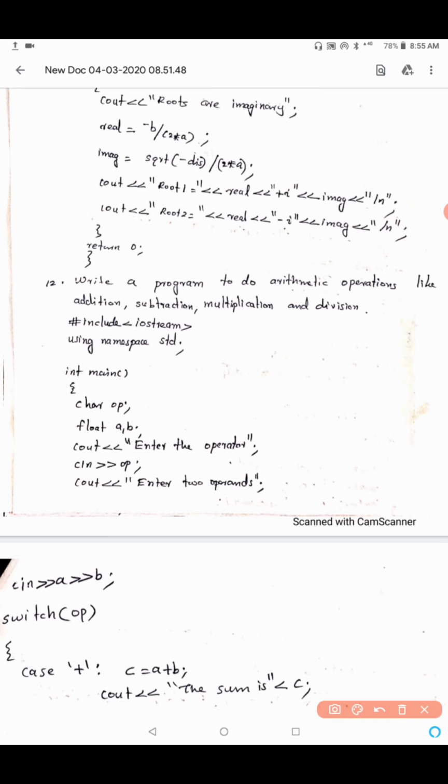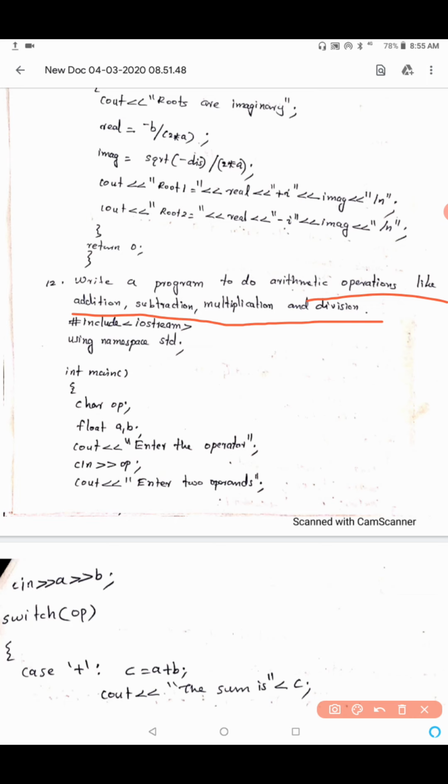Write a program to do arithmetic operations like addition, subtraction, multiplication and division. Four arithmetic operations are given here. So we will be given 2 numbers. If I enter the operator plus, the 2 numbers have to be added.